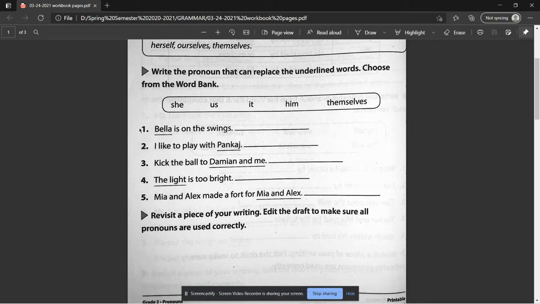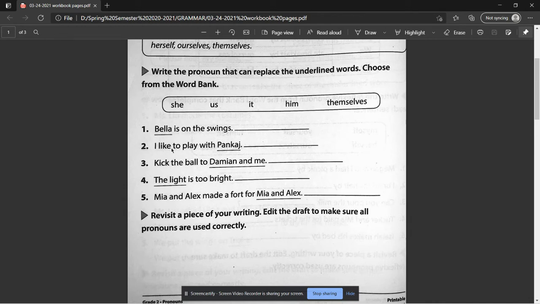So let's see. Number 1, Bella is on the swings. Bella is underlined. Bella is a proper name. It's a girl. It's only one person. So what pronoun can I use to substitute the name Bella? If I don't want to use the name Bella and I want to use a pronoun, what pronoun would I use? She. This is the pronoun I would use. She is on the swings. So I would write the pronoun she here on the blank space.